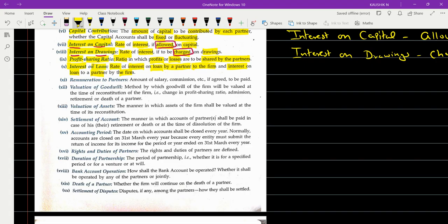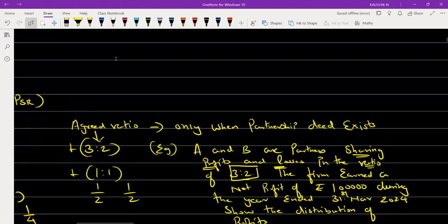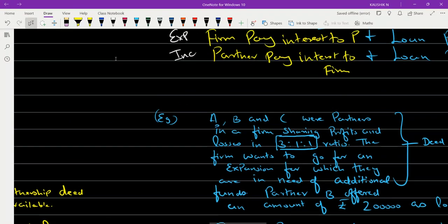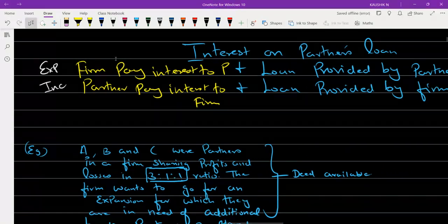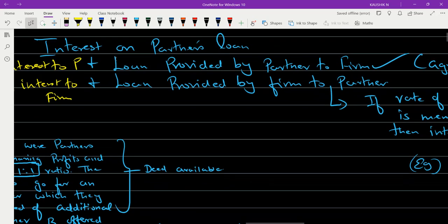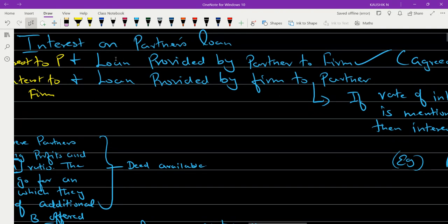There are two ways, as I said yesterday. Do you remember? We discussed two things last time. When studying interest on loan, we discuss two things. Do you remember the last one? The firm has given the loan to the partner, and the partner has provided a loan to the firm. Two things we have discussed. Loan provided by partner to the firm, and loan provided by firm to partner. Do you remember this?